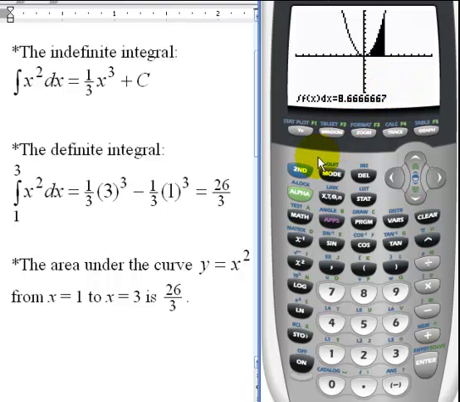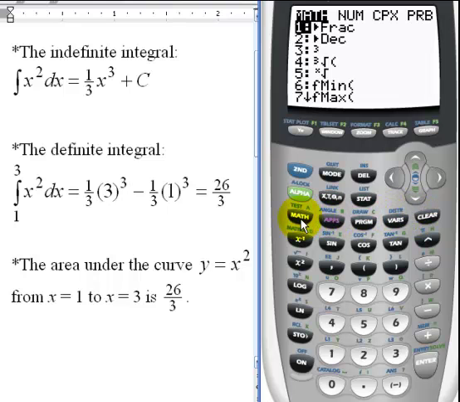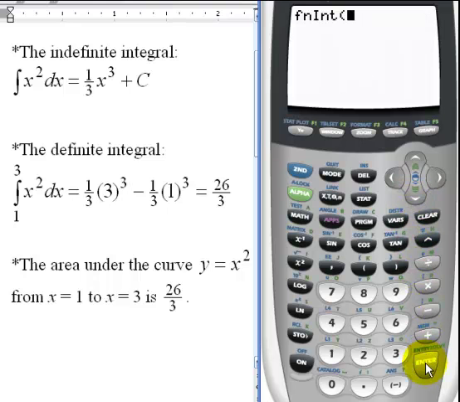Now, another way to calculate this exact same value, let me hit second mode and quit to the home screen, is to do the math key, number 9 I believe it is. Number 8 is the numerical derivative. Number 9 is the function integrator. So from the home screen, I'm going to hit function integrator of the function x squared, comma, as x ranges from 1, comma, to 3. When I hit enter, there's my 26/3 that we got analytically.